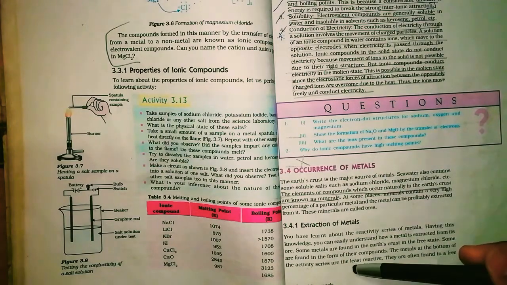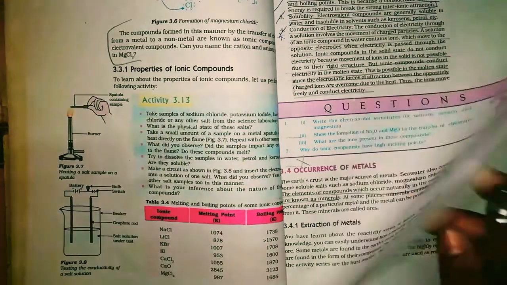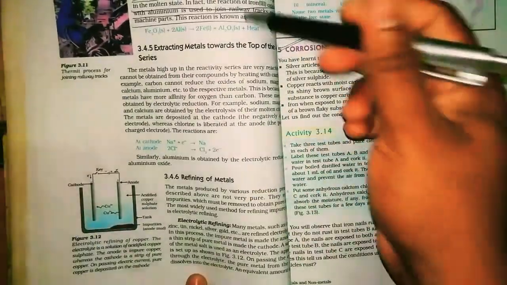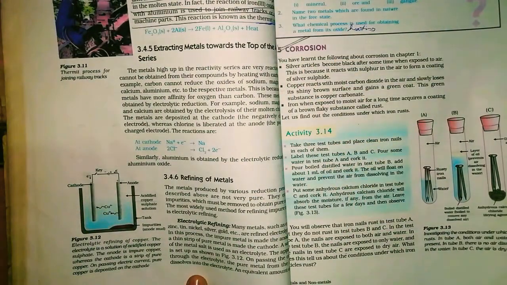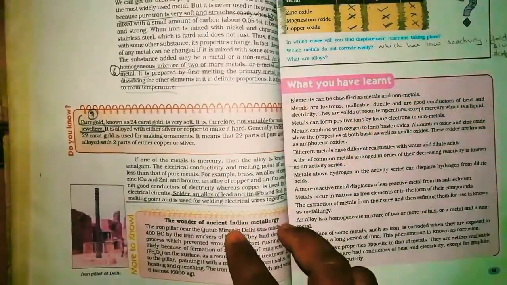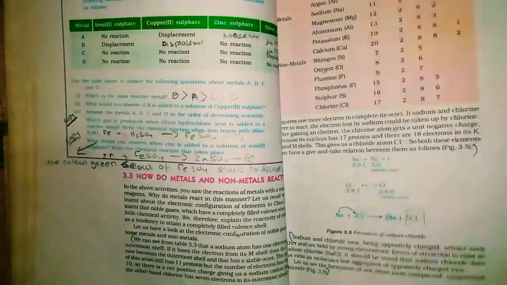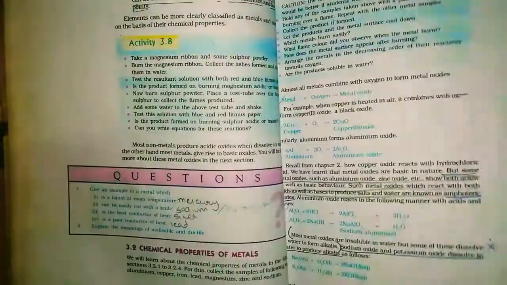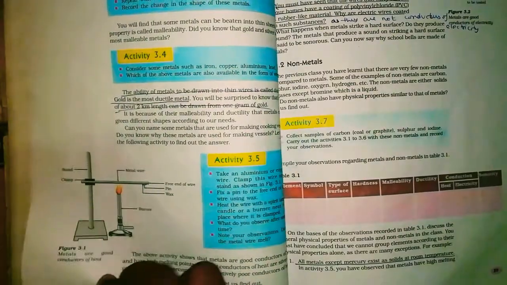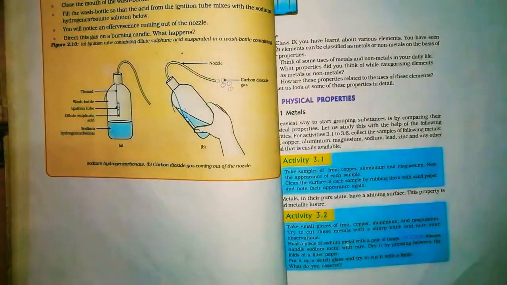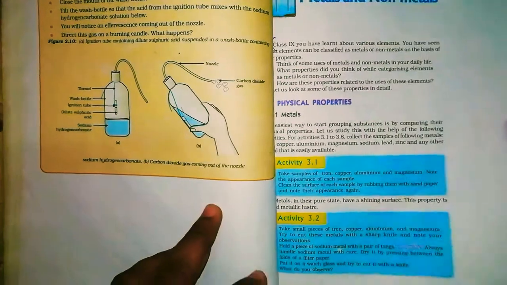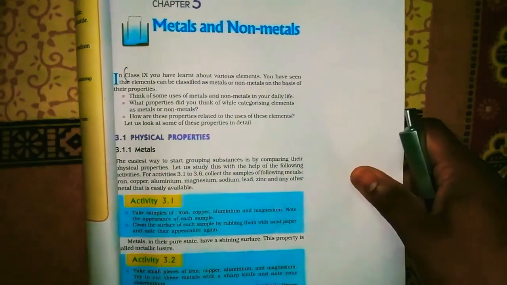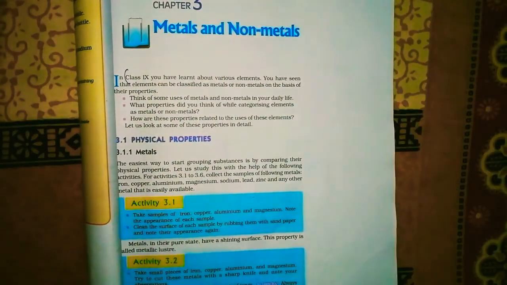All these, the occurrence of elements or metals and the extraction of metals, we are not going to learn. Extraction, refining of metals, corrosion, the complete corrosion topics, these are the deleted topics. Clear? So up to here, I think you all understand the overview of this chapter, metals and non-metals. Let's learn one by one on metals and non-metals.